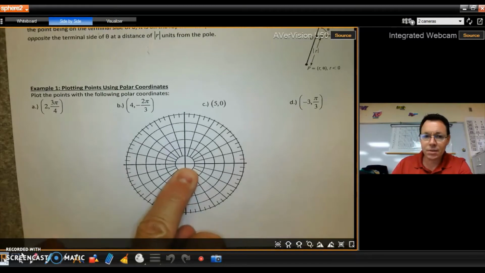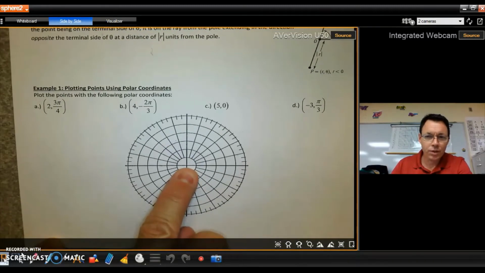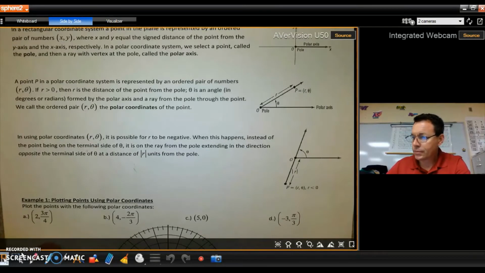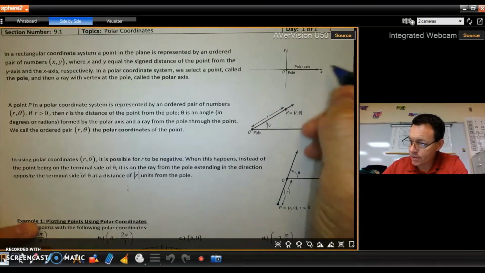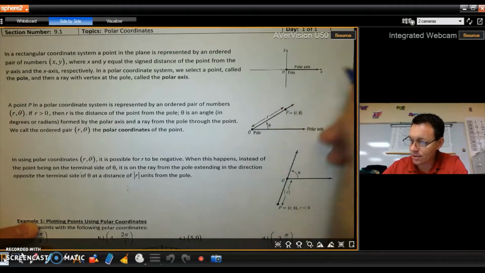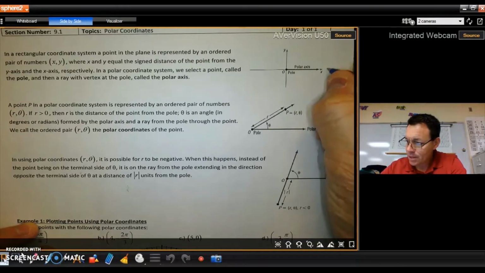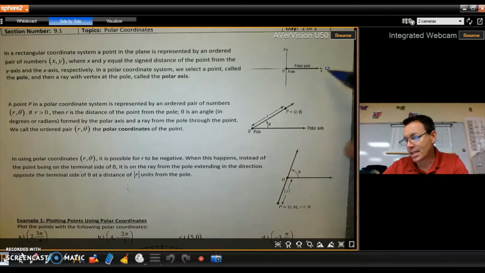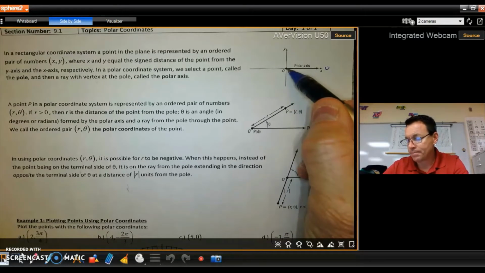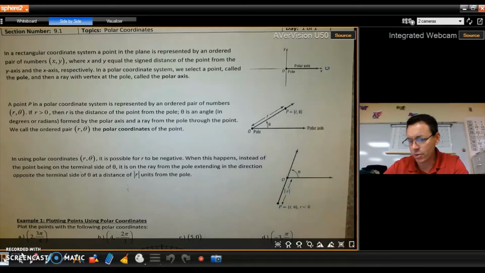So that's going to be the pole, but you can think of that as the origin. You've got a pole, and then this is your polar axis, and this is like 0. So 0 degrees or 0 radians. We're actually going to be working a lot with radians again. So this is your starting position, like you're looking this way.